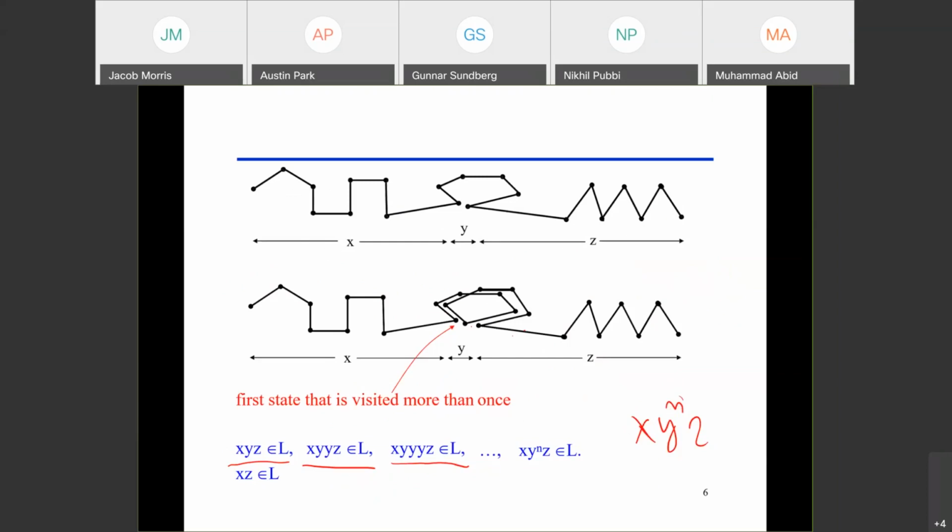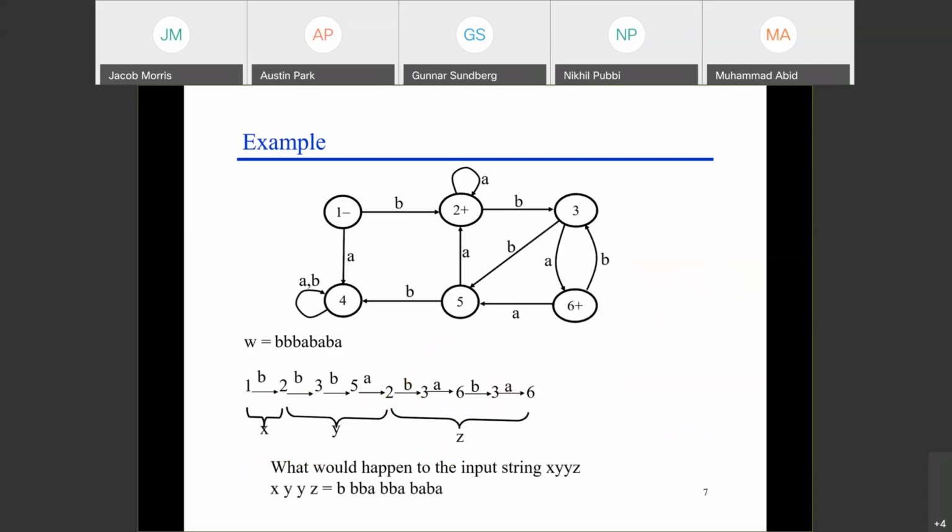So whatever the y is, we assume that this is on a loop. Okay, let's see one more example, and then maybe it will also help you to understand that. So look at this machine.